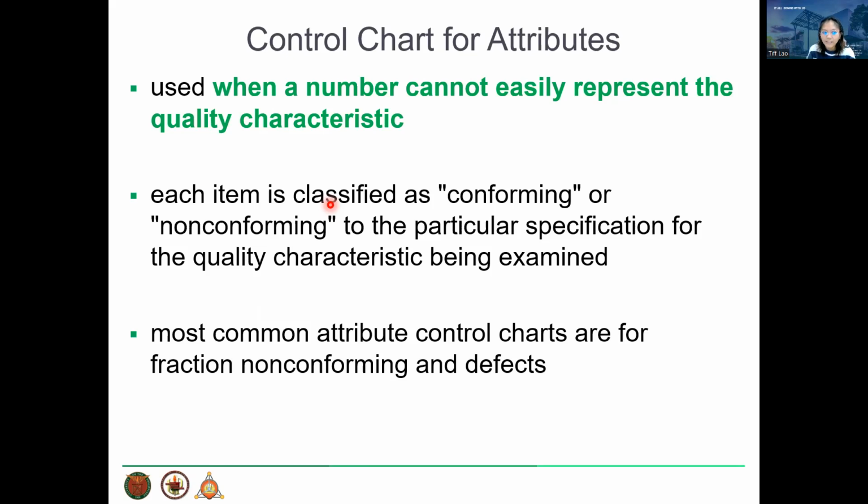Ayan, so yung difference lang ng control chart, again, control chart for variables, numeric yung data. Yung sa attributes naman, non-numeric yung data. So non-conforming, conforming, pass or fail, etc. Or you can use 1, 0 to denote those conforming, non-conforming.